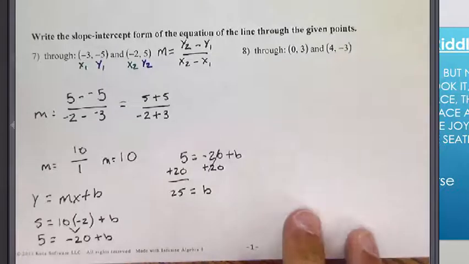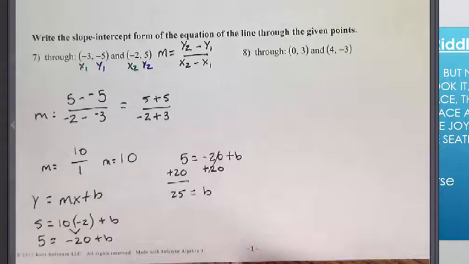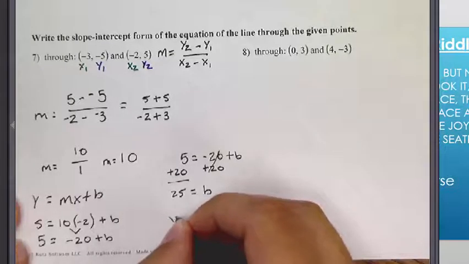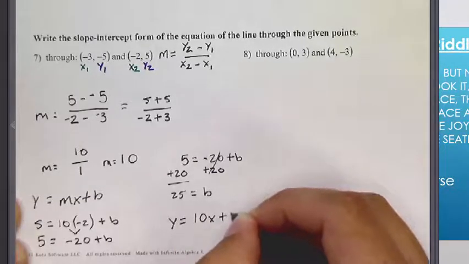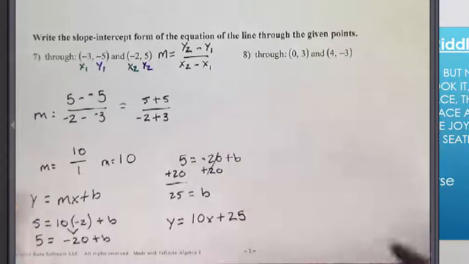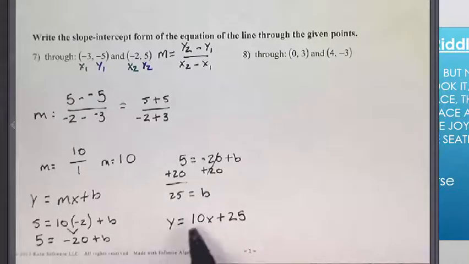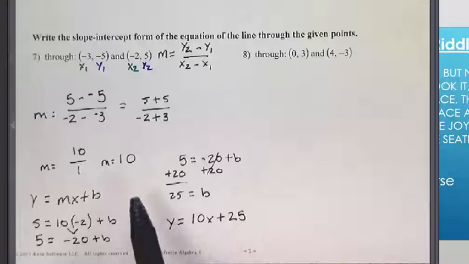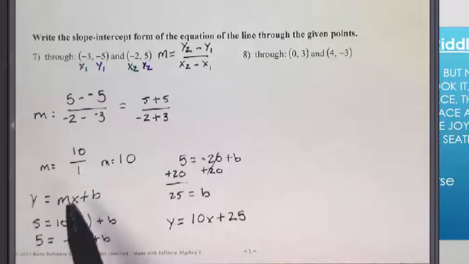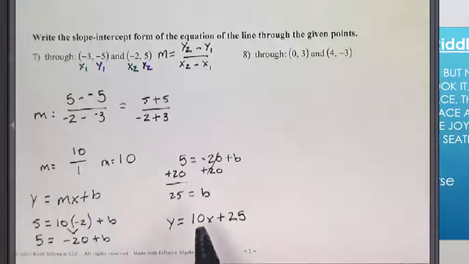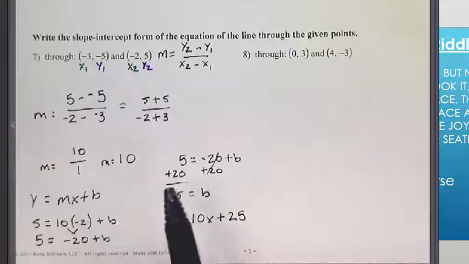And if I were to rewrite this problem in slope-intercept form, I would have y equals 10x plus 25. Alright guys, how I got that is 10 was my slope, and I'm putting this into slope-intercept form. Y equals mx plus b, so y equals my slope, which is 10, and then I found out my b by plugging in these numbers.